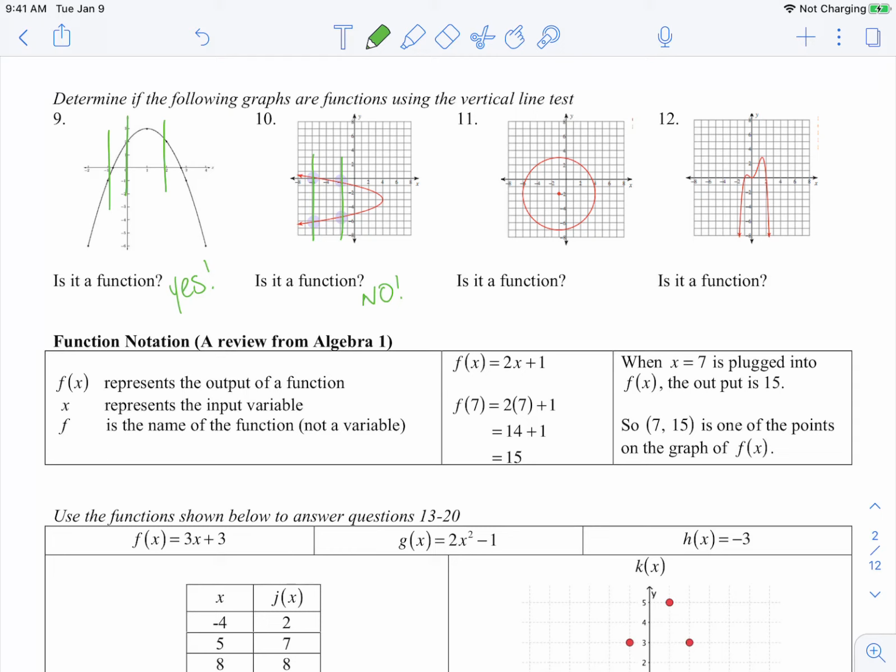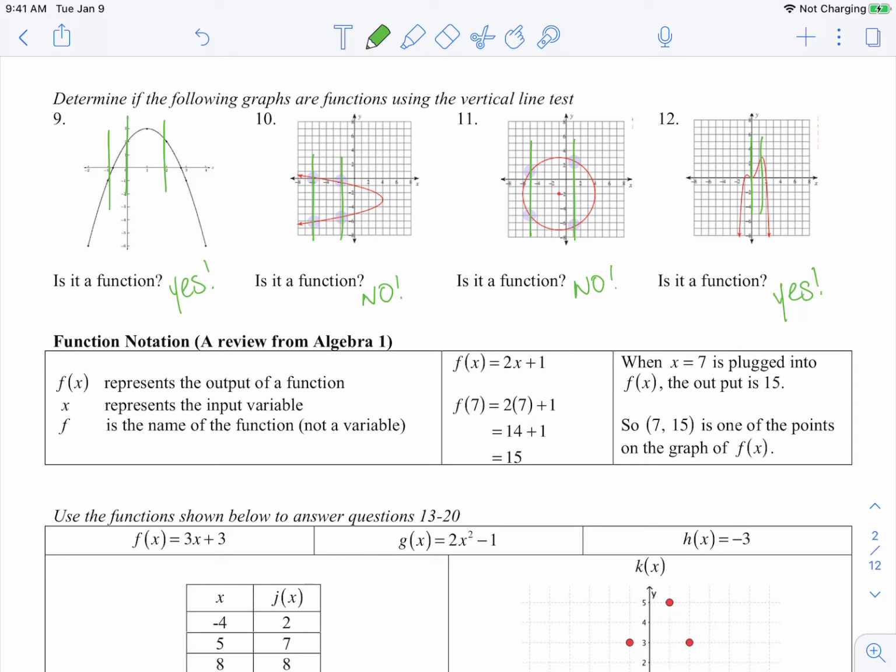Okay, for 11, if we draw vertical lines, you can see multiple places. This will touch twice. So for 11, this is not a function. For 12, no matter where I draw my line, we can see that it's only going to hit once. So this one, yes, is a function.